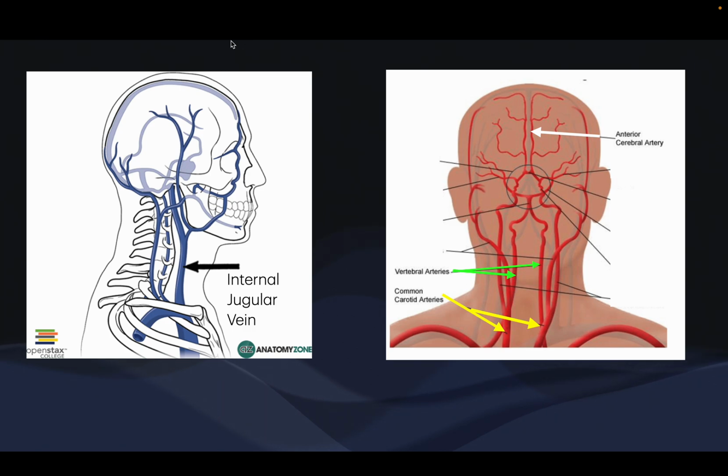So the one with the white arrow is going to be our anterior cerebral artery. The one in green is going to be our vertebral arteries. And the one in yellow is going to be our common carotid arteries. This is the one that you can feel if you put your fingers on the side of your neck. You can feel your pulse.